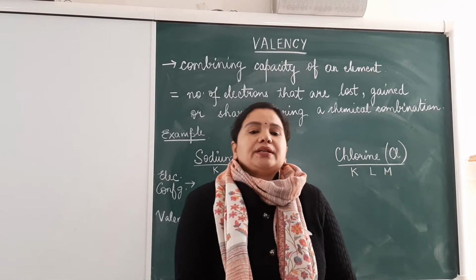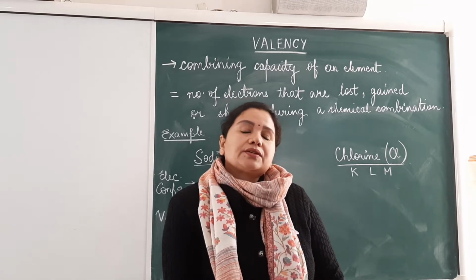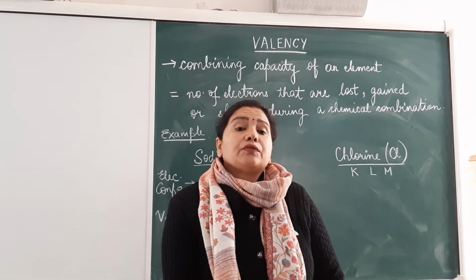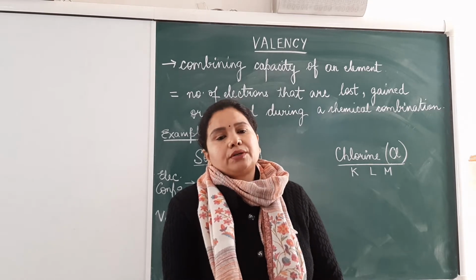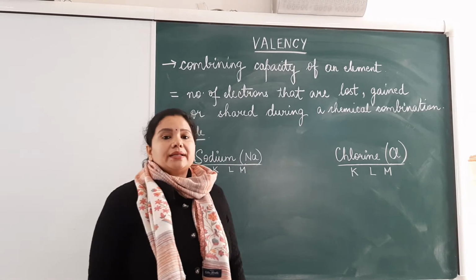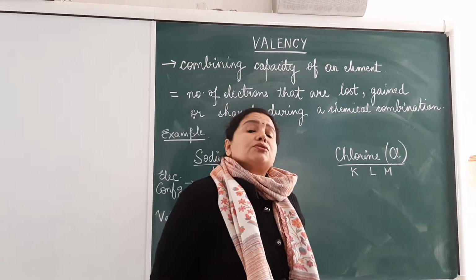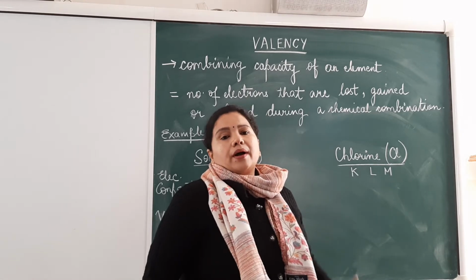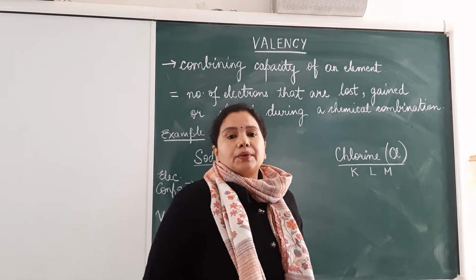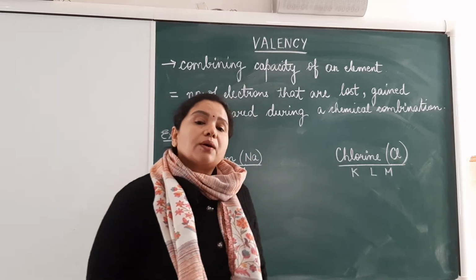In the previous video we had learned about valence electrons. Valence electrons, that is the number of electrons in the outermost orbit of an atom. Today we will be learning about valency. You must have heard about valency many a times, and it is also required to derive the chemical formula of an element. But now let us understand what is valency.